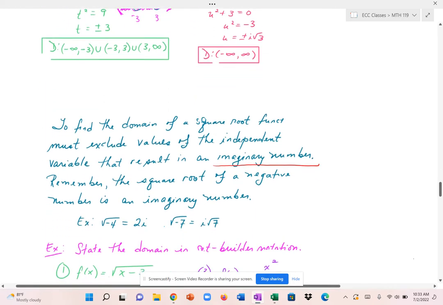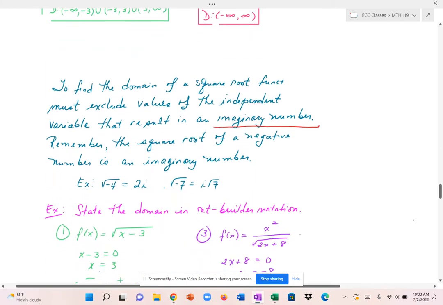So, just as a reminder, the square root of negative 4 is 2i, but the square root of negative 7 is i root 7 because the 7 is not a perfect square.